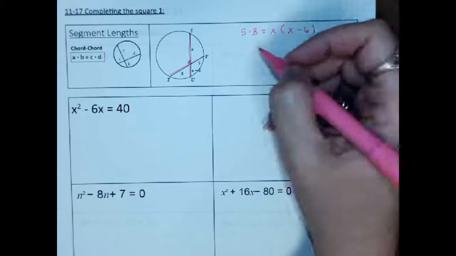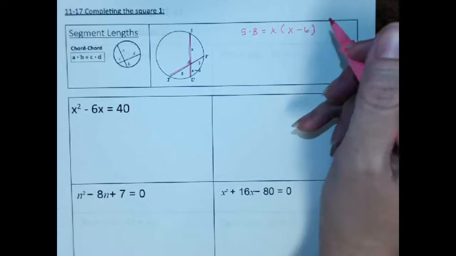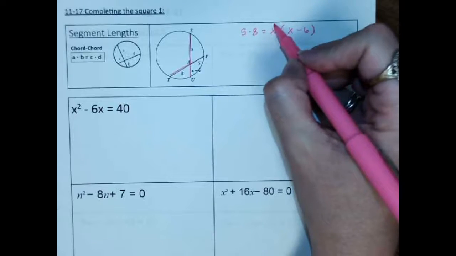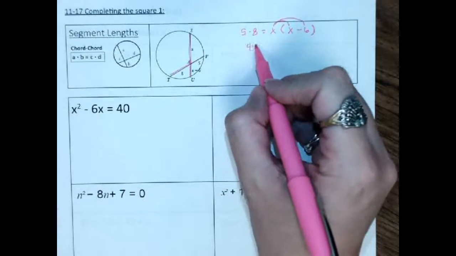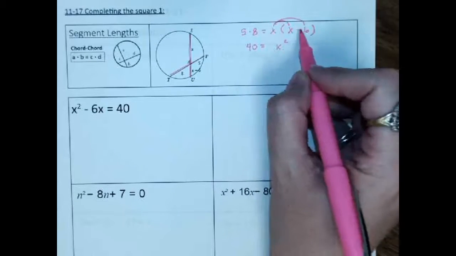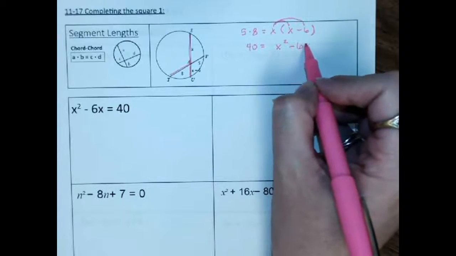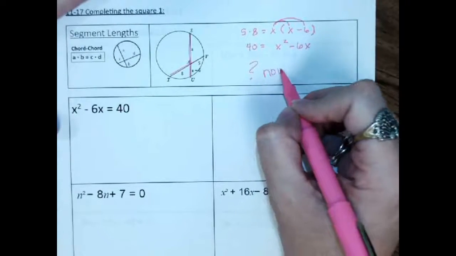Okay, that problem looks very different. That's not just a regular algebra problem I can solve the way we've been working them. If I take this, I need to distribute this in order to solve it. This is 40. X times X, remember, is X squared, and X minus 6 is negative 6X. Now what?